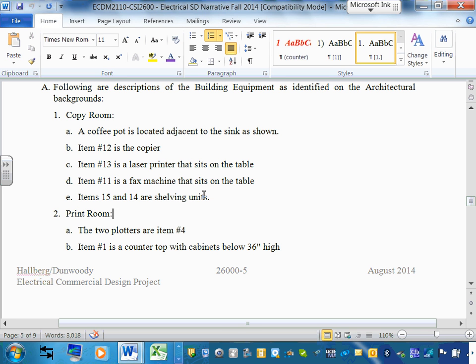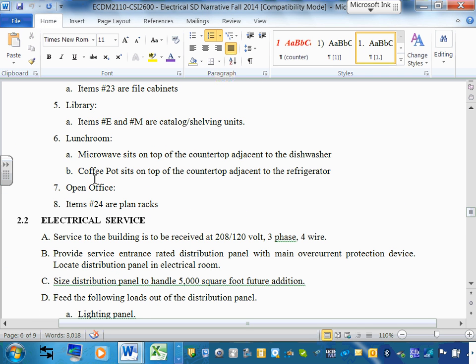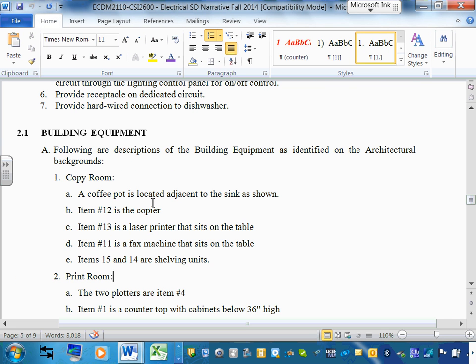So what is your job? Your job is to look at these copy room, print room, all these items, guys, and see, does it need a receptacle and a circuit or not? Shelves, like that, don't. Same thing, print room and all this stuff. These are owner equipment. Office item number 24 are plan racks, for example, so don't worry about it. Or if they're in one area, make sure you don't put your receptacle right behind them so people don't have access to it. Any comments, guys, about the 2.1?